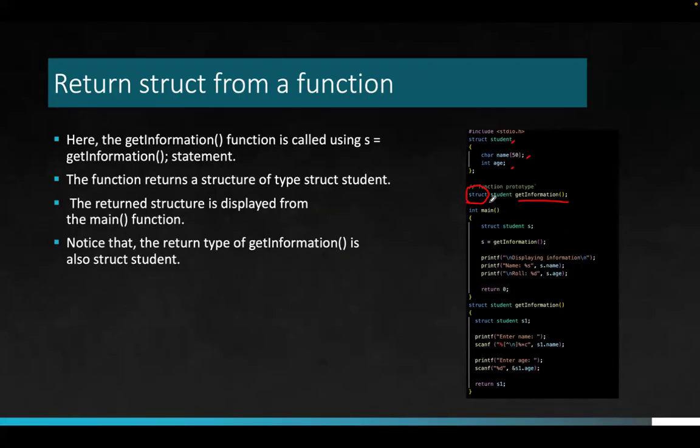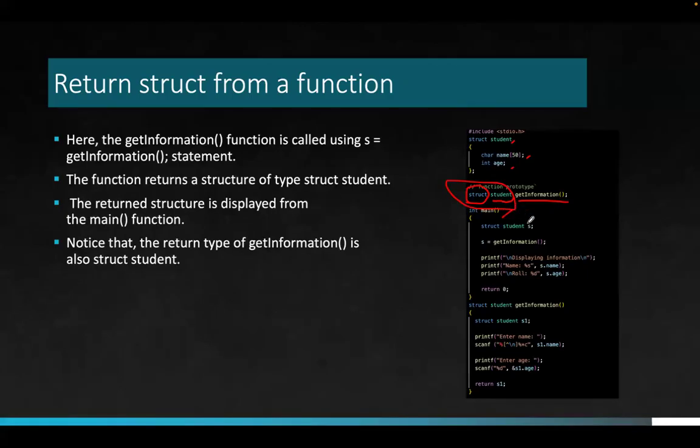Every structure will have a structure name, right? That is why the structure name is student. As the structure is not a structure variable, it holds a function. That's why we have given a function called get information. So this is how we declare a function which returns a structure. Struct student and get information.